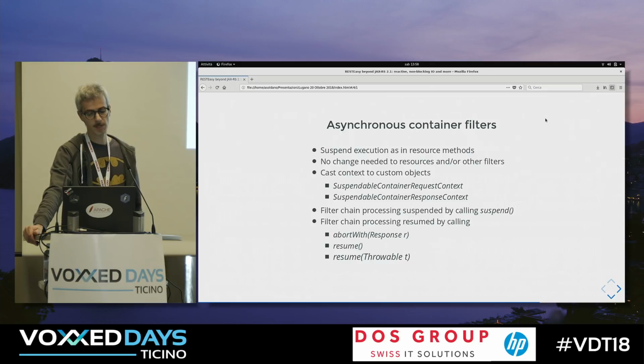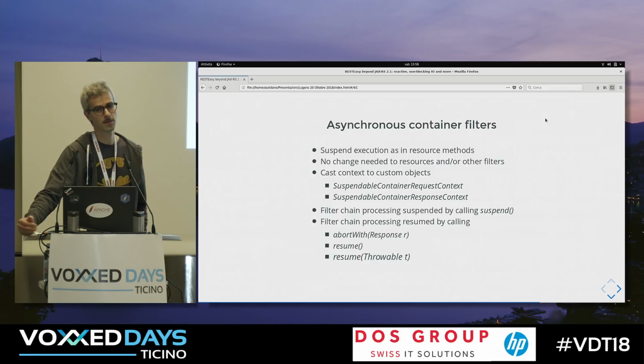And those interfaces come with 4 methods that are suspend, abort with, resume, and resume withThrowable. And you can use those methods to basically turn the request into asynchronous mode. So you can suspend the execution, do whatever computation you need, and eventually resume the execution. And the interesting thing is that by doing that, the whole execution after that is turned asynchronous.